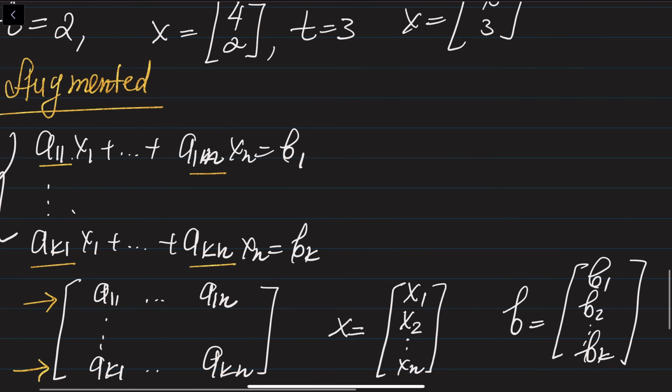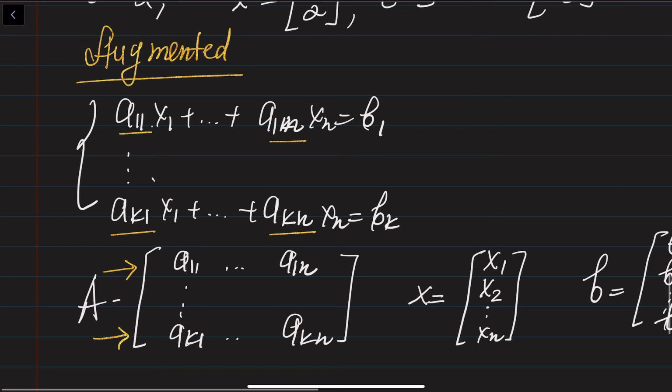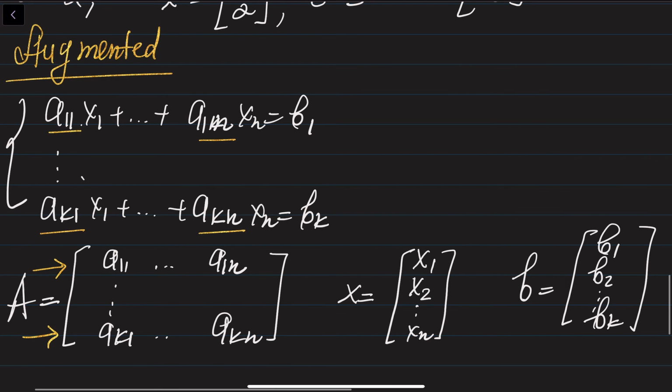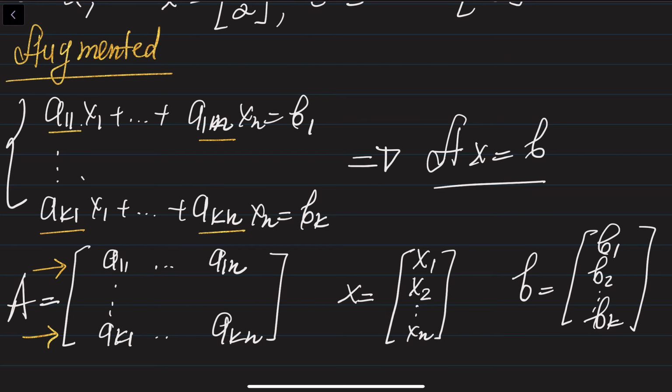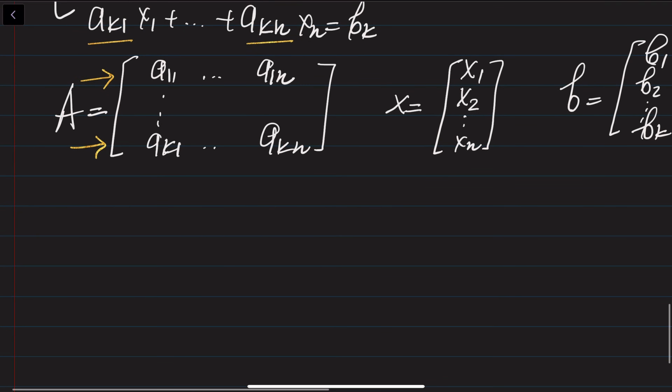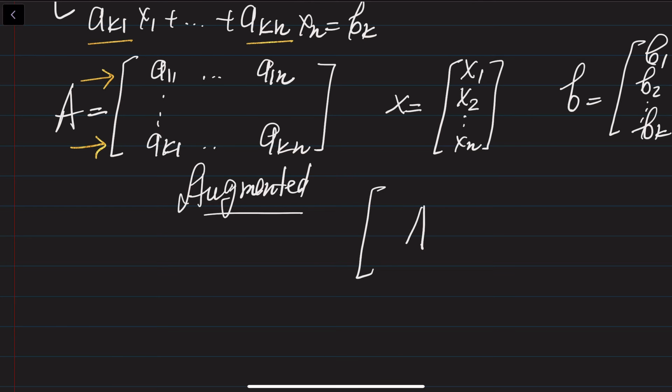Let me denote this matrix as the A matrix, for example. Instead of writing down the system of linear equations using the linear equations, we can write it down as the matrix equation: A times X is equal to B. And what we are going to call an augmented matrix is when we put together this coefficient matrix A and the right-hand side part of the equations, the free vector, into one matrix. So this is going to be the augmented matrix.